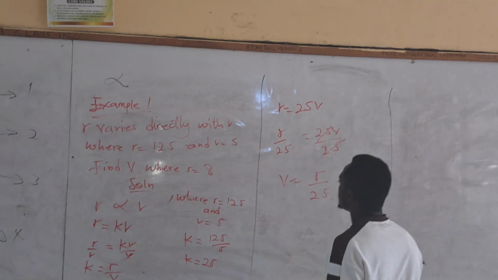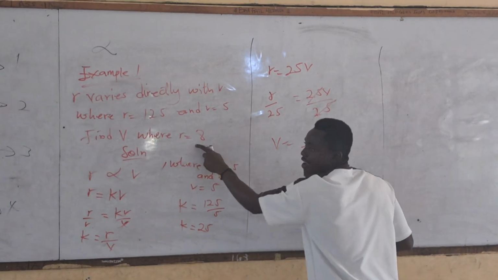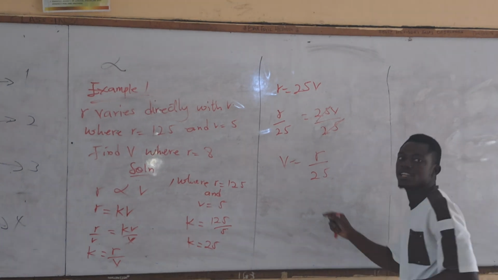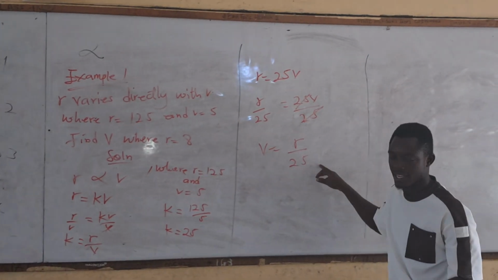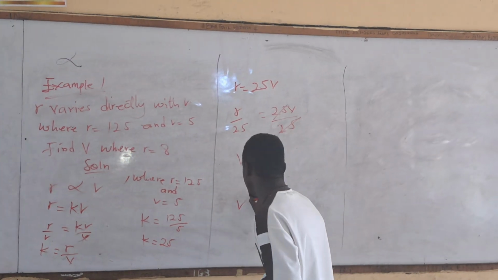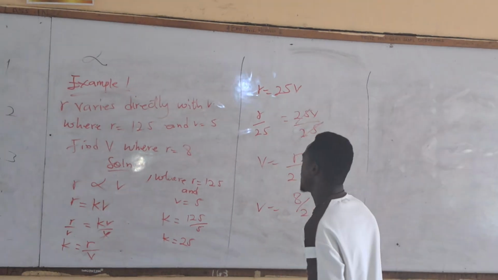Now they said we should find V. Now V is equal to this, but they said where R is equal to 8. So all that you need to do is to substitute that R back. So therefore V is now equal to 8 over 25. And that's all.